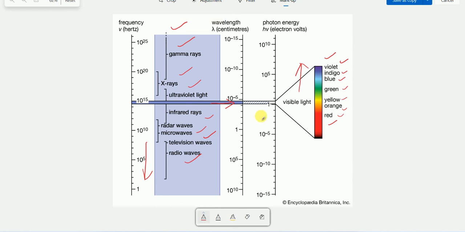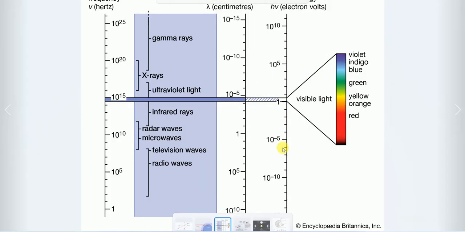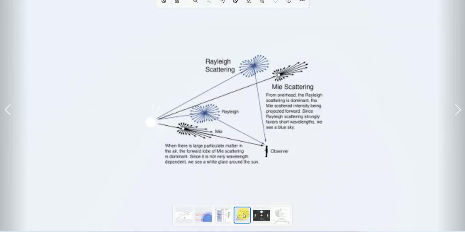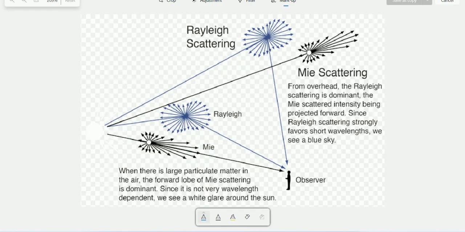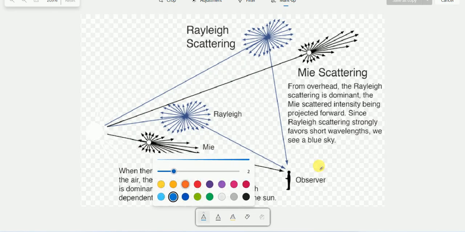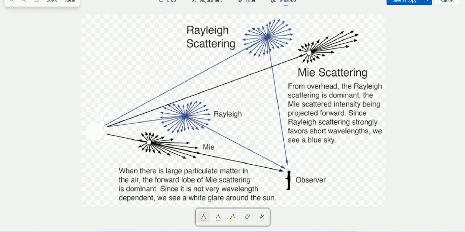And see, we have one more diagram. And these colors, we have learned that the sunlight contains 7 colors, and out of these 7 colors, violet and indigo have the shortest wavelength, and then red and orange have the longest wavelength.